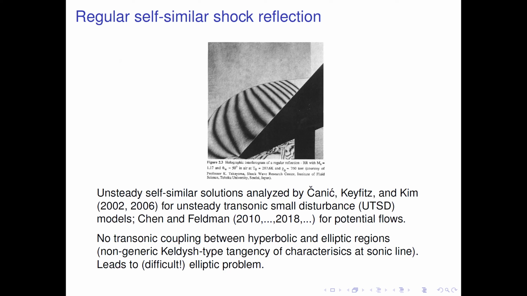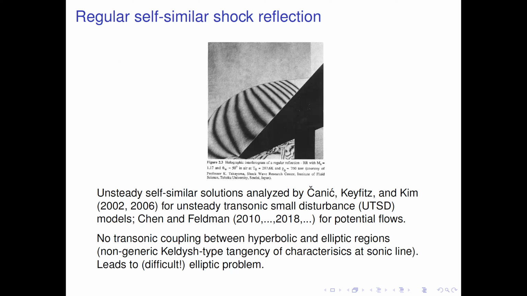This type of reflection has been analyzed for quite a while now. Originally, there's some work by Keller, Kiefitz, and Kim for a transonic small disturbance approximation, which I'm going to talk about in just a minute. And then there's a huge series of works by Chen and Feldman for potential flows, where you ignore vorticity and entropy. This 2018 Princeton monograph is 832 pages on their work. The only thing I want to say here is that essentially this is an elliptic problem in this regular reflection. I should backtrack a minute about these self-similar equations.